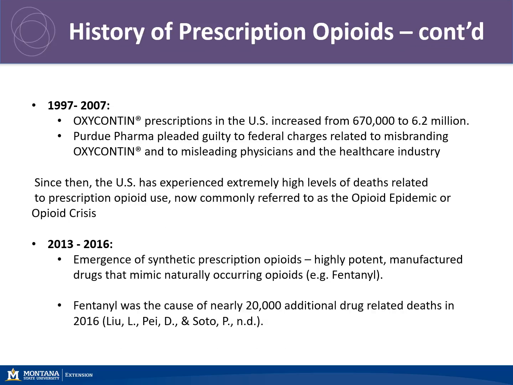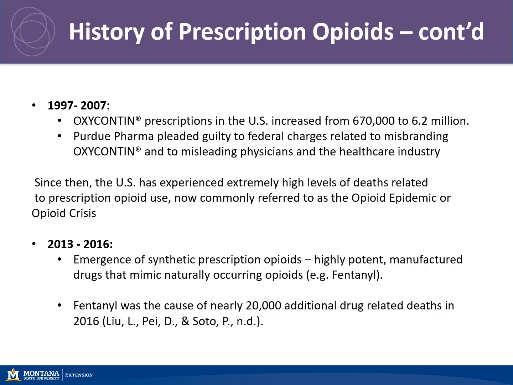Between 1997 and 2002, Oxycontin prescriptions in the United States increased from 670,000 to 6.2 million. Shortly after, in 2007, Purdue Pharma pleaded guilty to federal charges related to misbranding Oxycontin and to misleading both physicians and the healthcare industry by overstating the benefits of opioids for chronic pain and for failing to state the risks. Since then, the United States has experienced extremely high levels of deaths related to prescription opioid misuse, now commonly referred to as the opioid epidemic or opioid crisis.